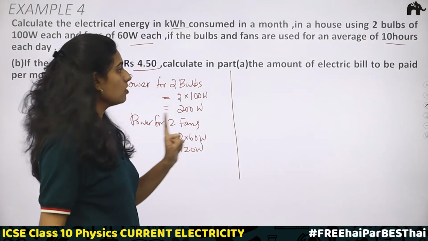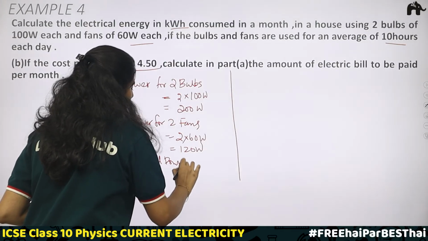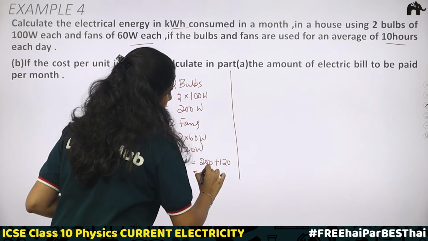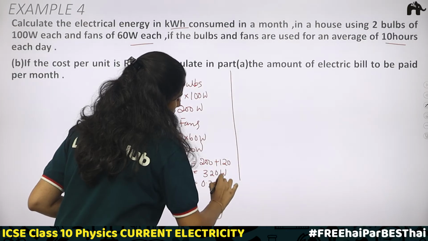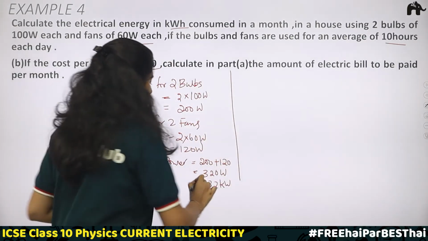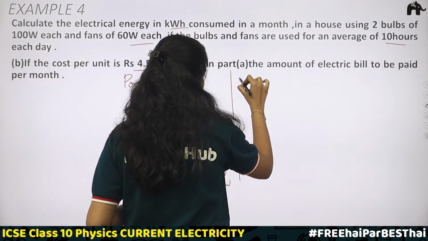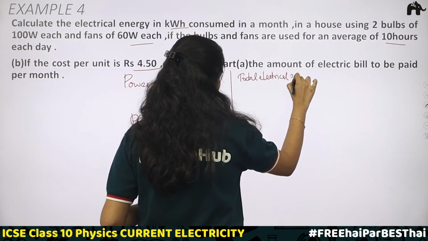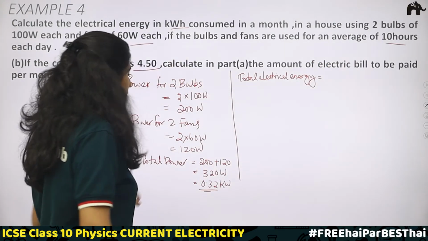Now what is the total power consumed? Total power will be 200 plus 120, which is 320 watts or 0.32 kilowatts. When watt is converted to kilowatt, you have to divide by 1000. So this is the total power. Now what is the total electrical energy? Total electrical energy will be power into time.